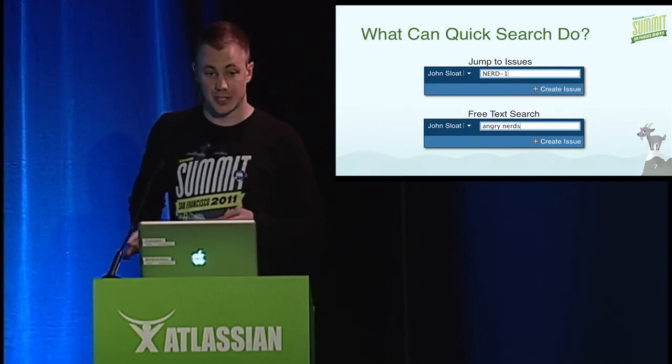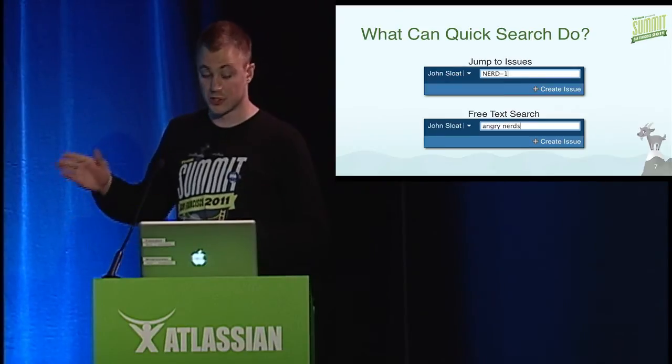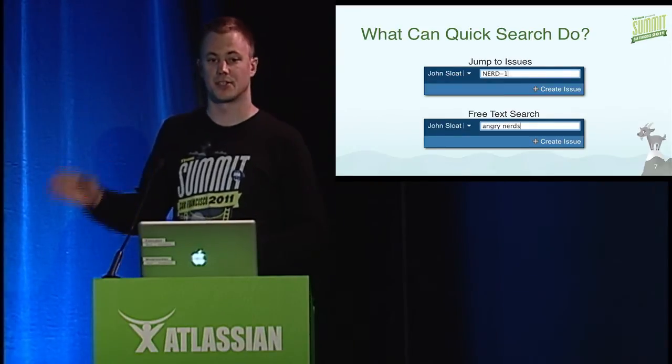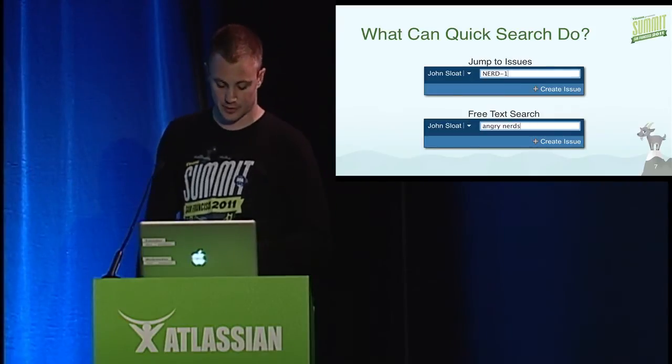First, you've got jump to issues, where you just input an issue key, press enter, and it takes you directly to that issue. So here we're going to nerd-1. And then it also works obviously as a free text search, where you just input a string and it returns issues that contain that string. But the most often overlooked and also the most powerful functionality that quick search offers is the smart search shorthand notation. You can see an example here.